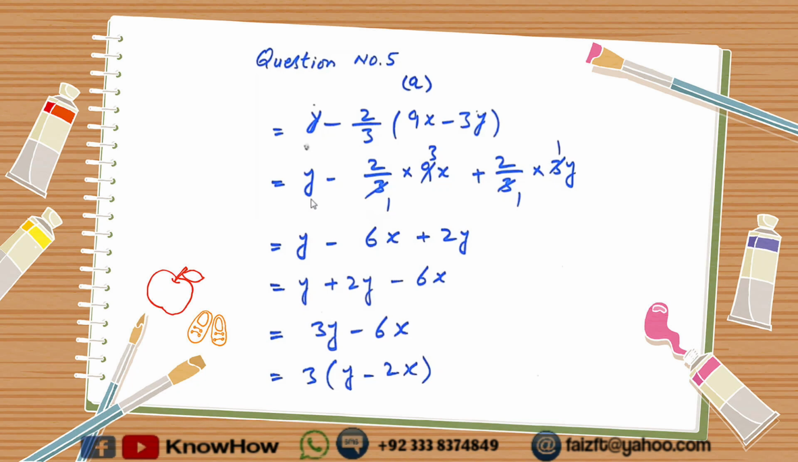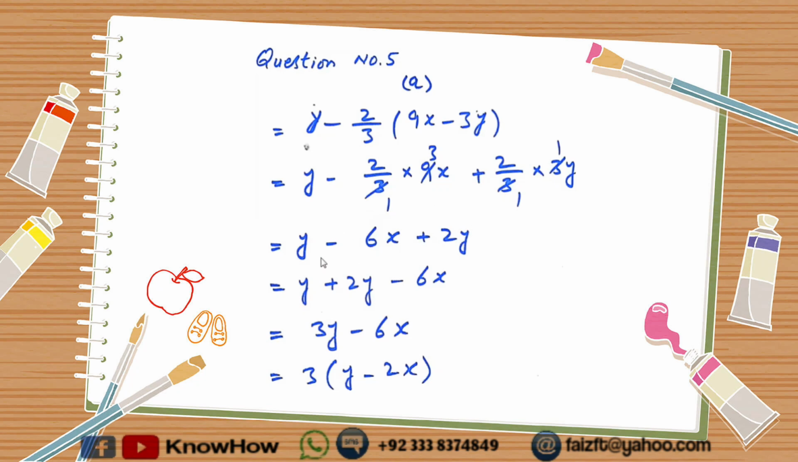So y minus 2 over 3 multiplied by 9x, and then this minus minus is plus, and 2 over 3 is multiplied with this 3y. The next step is to simplify it. 3 ones are 3, 3 threes are 9, and this 3 is cancelled with this 3. So 3 ones are 3 and 3 ones are 3. Y minus 3 twos are 6x plus 2 ones are 2. Now we have solved it up to one step.